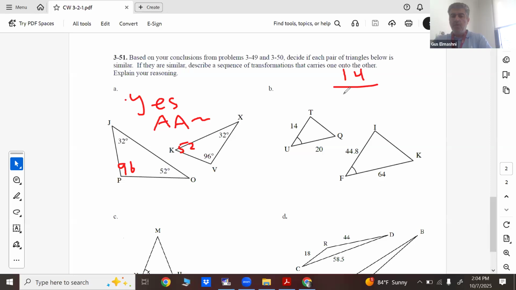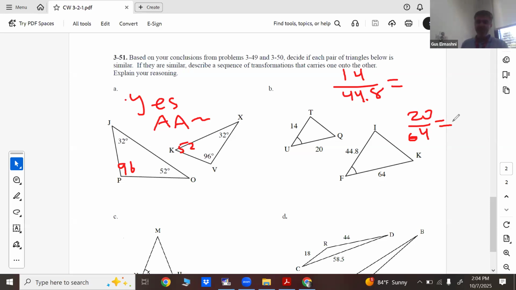14 over 44.8. I will definitely need a calculator. Cannot do that in my head. And if we can do that in my head, be incredibly impressed. Since I had calculators, you never brought them back, those pre-calc honors students. Wait, can I make a guess? Yeah, guess who. They're both juniors. Boys or girls? One boy, one girl, actually.